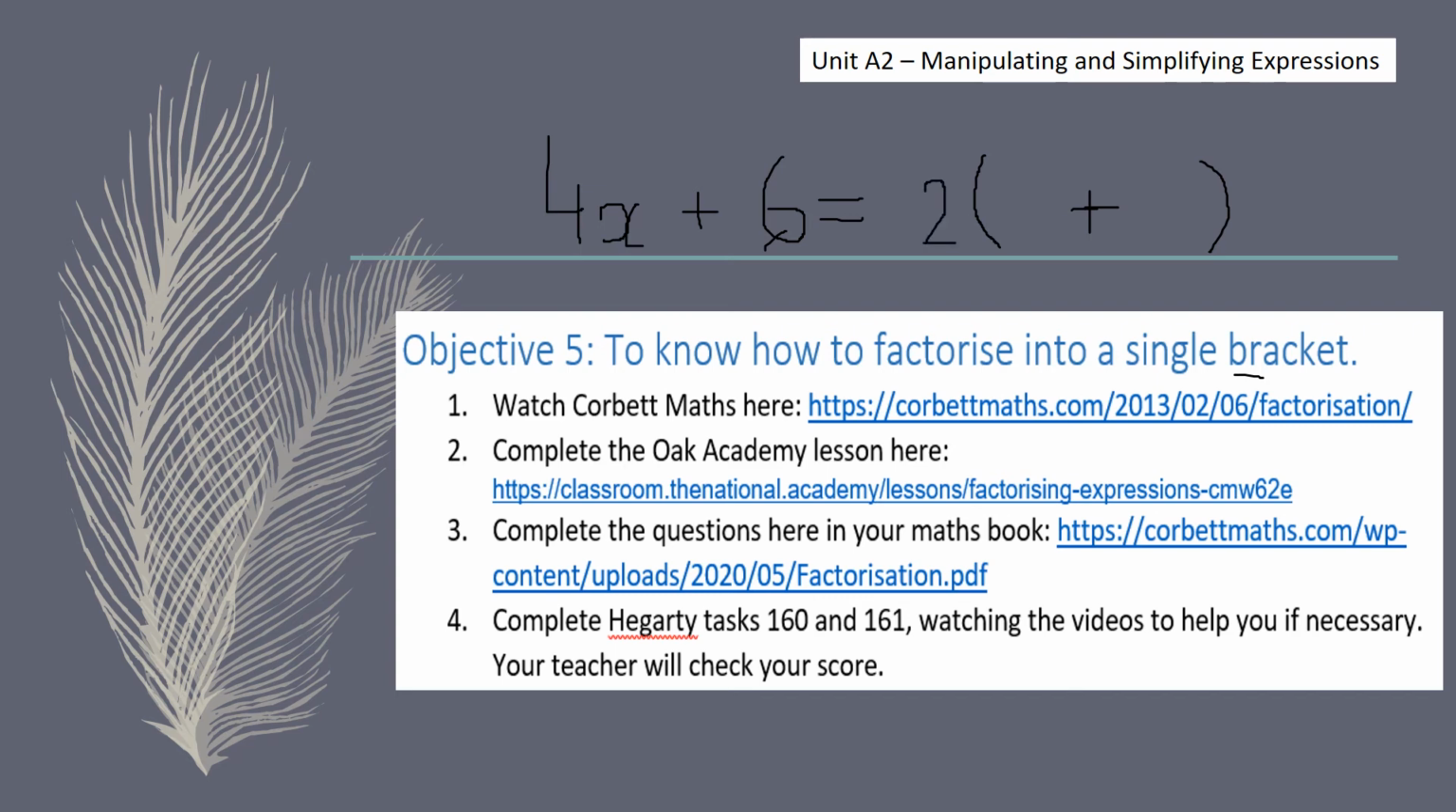So then you do 2 times what gives us 4x, so it must have been 2x at the start of the bracket, and then 6. If you divide 6 by 2, you'll be left with 3, because 2 times 3 is 6. So we've done the opposite to what we were doing in the previous objective.